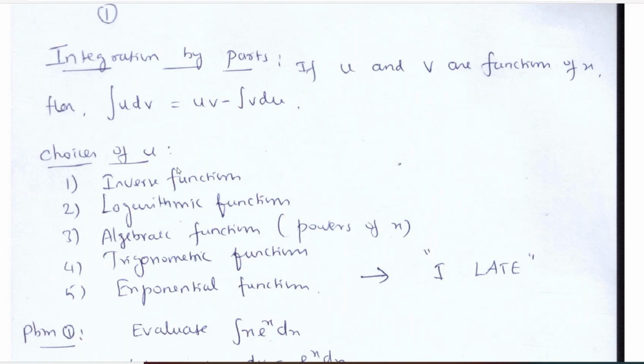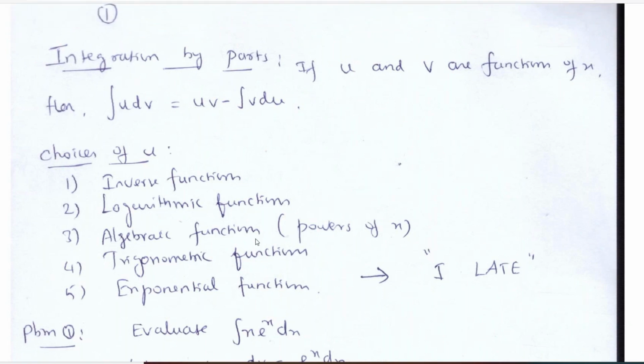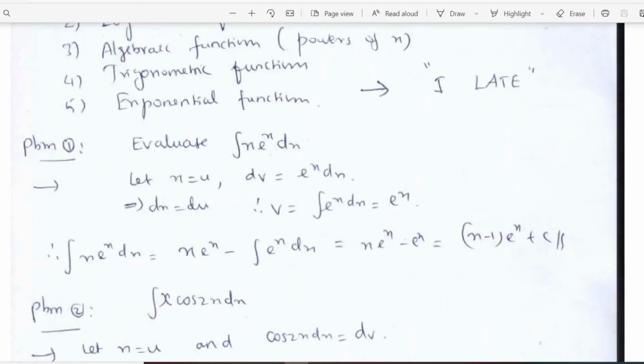So, what is this method? Integration by parts. If u and v are any two functions, both functions of x, then integral u dv is uv minus integral v du. This is the formula. So the success of this method depends on the proper choice of u and v. If there are any inverse functions in the given integrand, then you have to give the first priority to inverse functions. If there are any logarithmic functions, then you have to give the second priority. This is the order we have to follow. Got it? Any doubts in this?